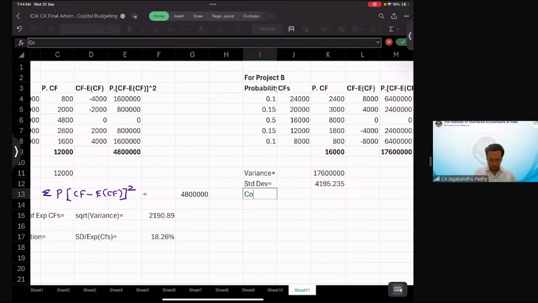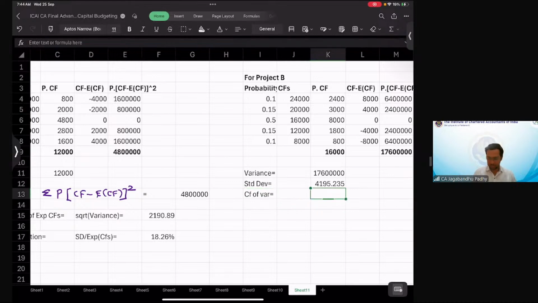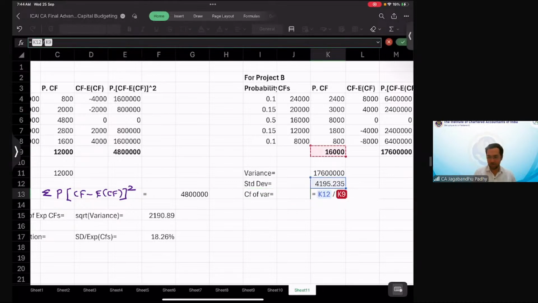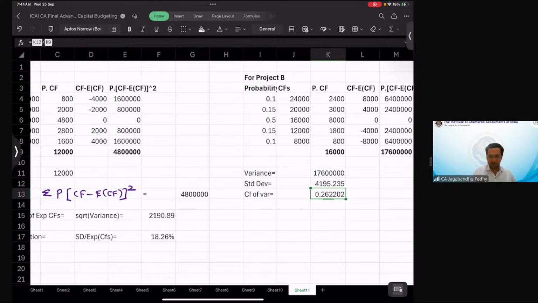We need to get the coefficient of variation. Right? So let me get the coefficient of variation. This is going to be standard deviation divided by the expected value, or expected mean, which works out to be 26.22%. Right? So now you guys tell me, if I'm comparing both risk and the expected value, here 26.22 means that for your cash flow of 16,000, 26.22 is subject to variability.